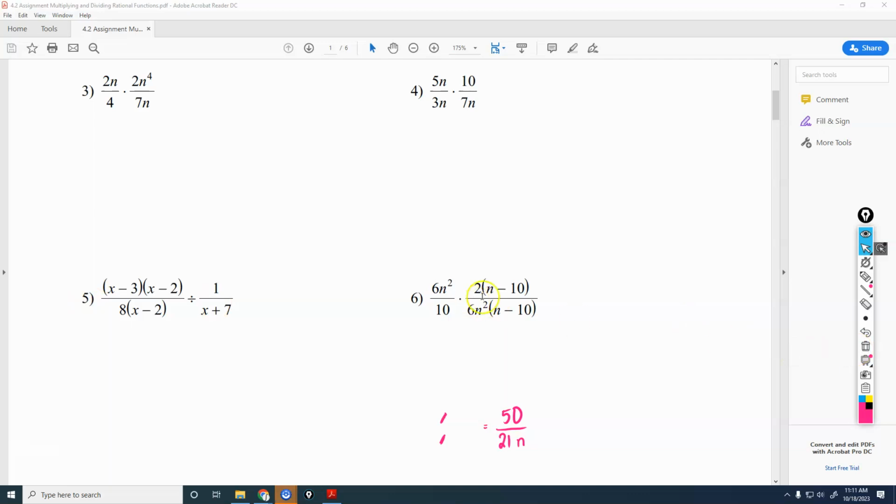Number 5 or number 6, let's look at 6. They've already factored those for you. So you could just go ahead and start marking stuff out because it's already factored. The 6n squared cancels the 6n squared. The n minus 10 cancels the n minus 10. That is just going to give you 2 over 10, which reduces to 1 over 5.